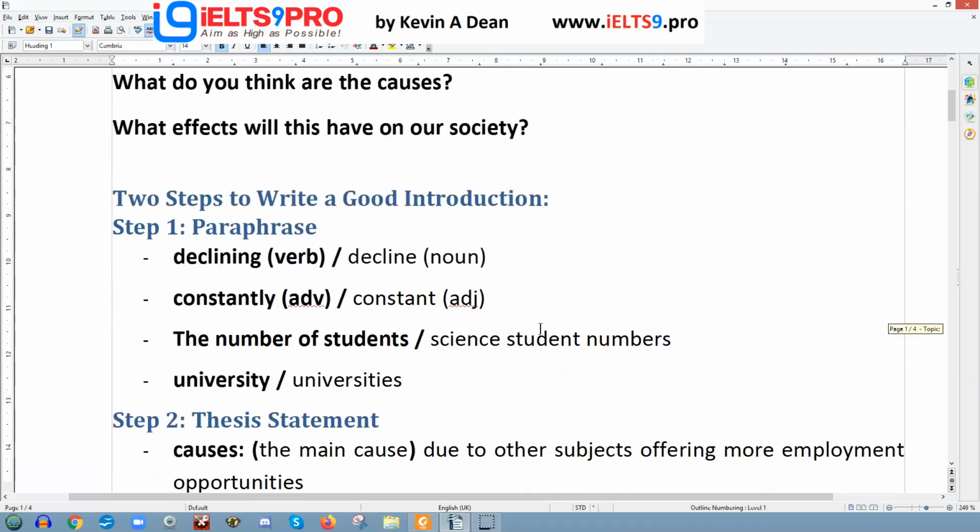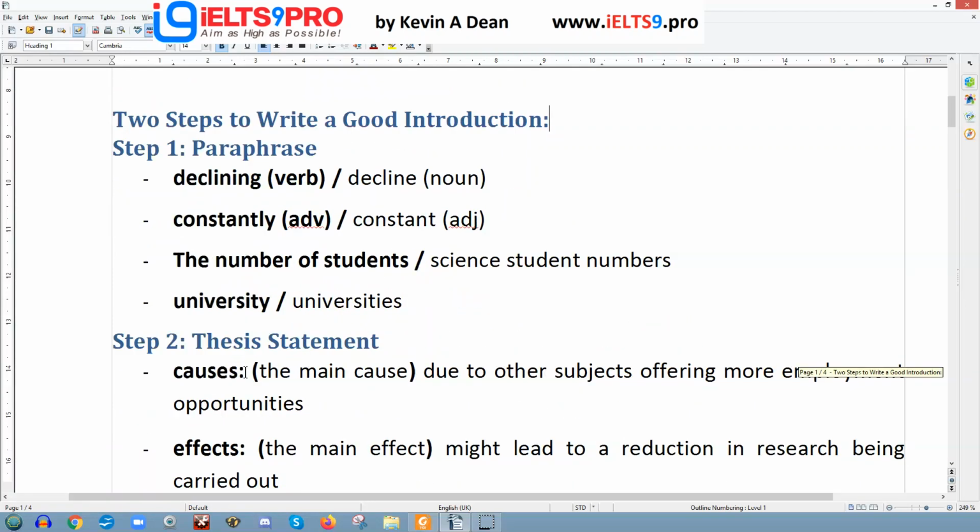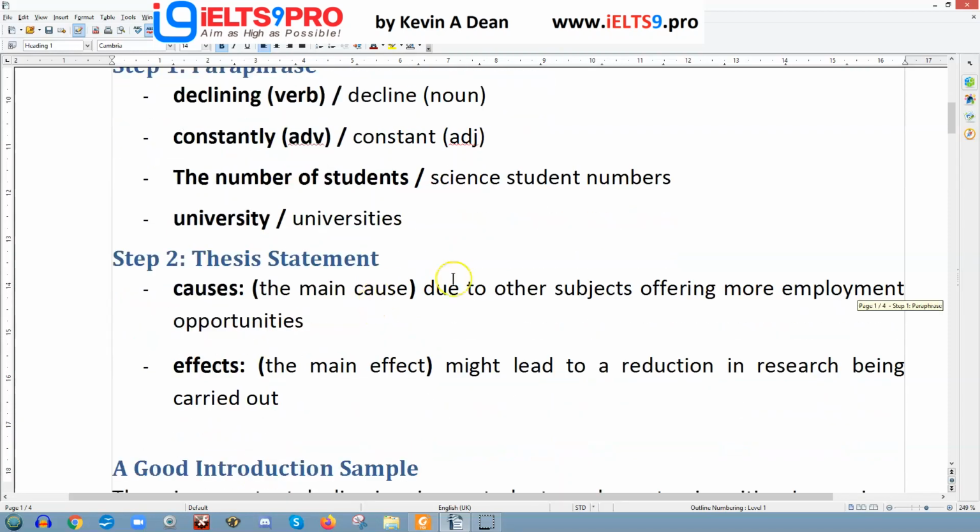How can we paraphrase this? Well, you can change the word form, as we've said. Decline, constantly, or constant, number of students, student numbers, universities. You could maybe do it tertiary education, tertiary, which means the same. So there's a few different things that you can use there.